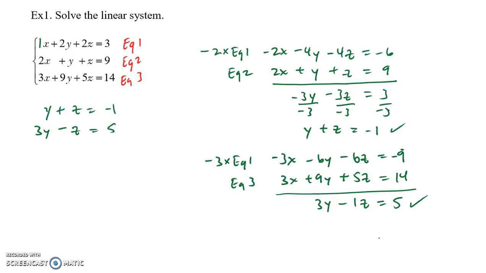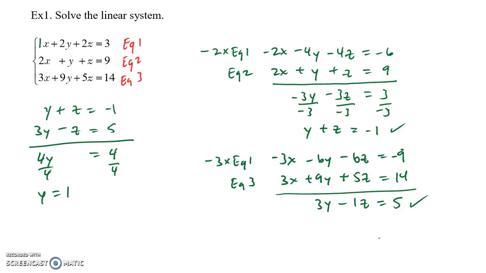Notice that the z terms have opposite coefficients, so I can just directly add those two equations without modifying either one of them. And adding the y terms gives me 4y. The z terms cancel. Negative 1 plus 5 on the right hand side is 4. And now I have just one variable, which I can solve for directly. Dividing both sides by 4, I obtain y equals 1. So now we know one of the three variables. We know the y value is 1. Now we can determine the value of the other two variables.